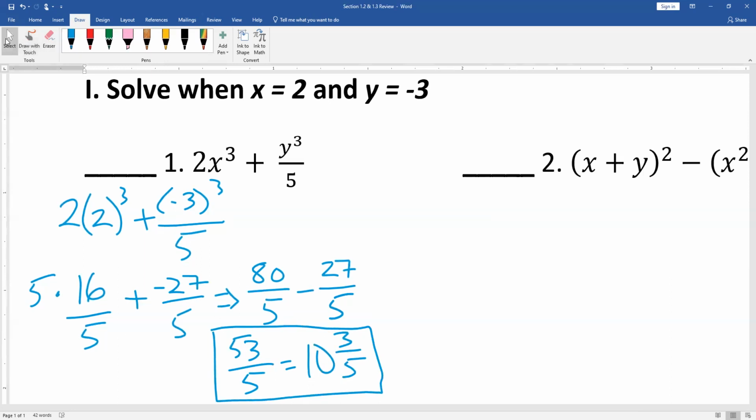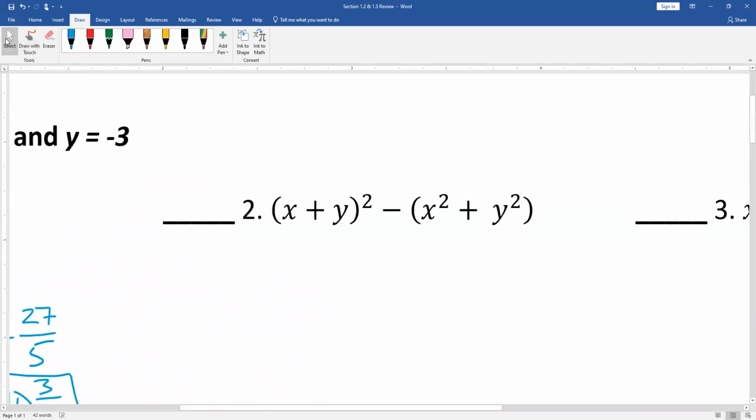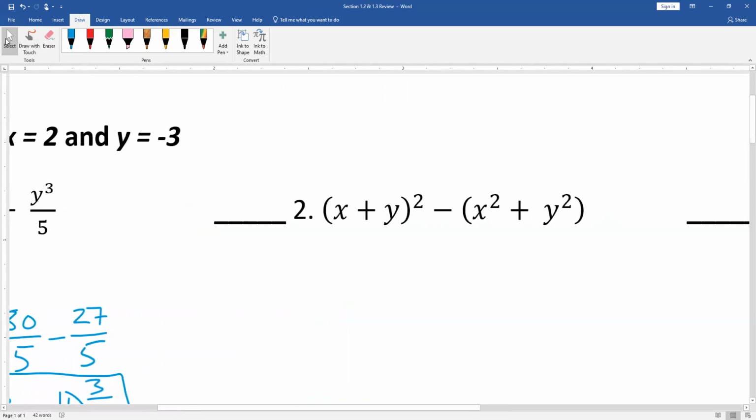Okay, moving on to number 2. All right, so we had a conversation about this. You could either simplify this by going ahead and distributing that square into the x and the y. So you get x squared plus y squared minus x squared plus y squared. But in this case, it would be very important to go ahead and plug in the values and solve inside the parentheses first.